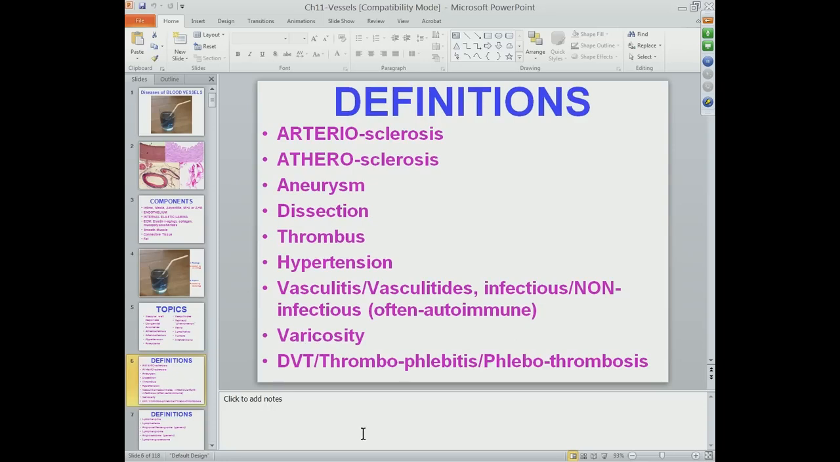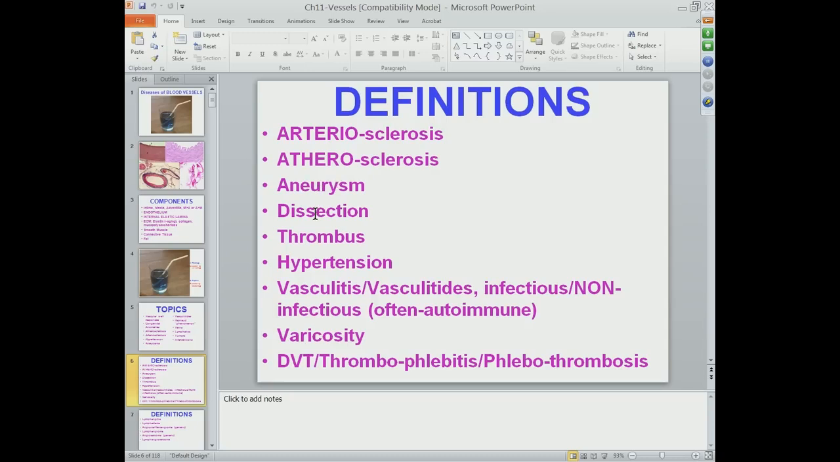These are all easy. Some of them I mentioned already. Some of them you already know. Arteriosclerosis, non-specific term. It means hardening of the arteries due to anything. Now, most arteriosclerosis is atherosclerosis, or hardening of the arteries due to the deposition of atheromas. An aneurysm is a ballooning of a vascular wall usually preceded by weakening of the wall.